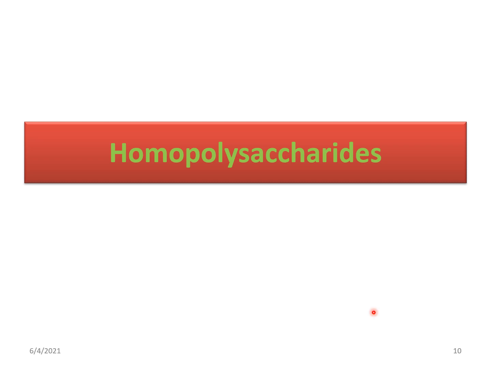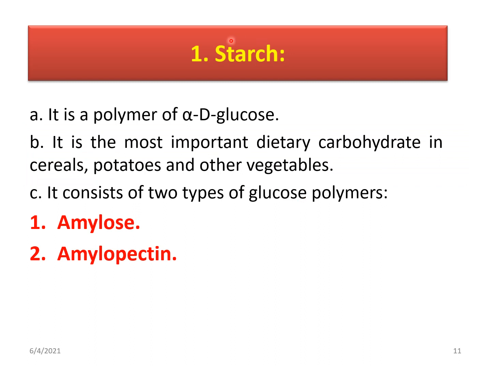Now we discuss the homopolysaccharides. These are polysaccharides that consist of the same building block or the same monosaccharide unit. Starch is a polymer of alpha-D glucose. Starch is the most important dietary carbohydrate of plant origin, present in cereals, potatoes, and other vegetables.